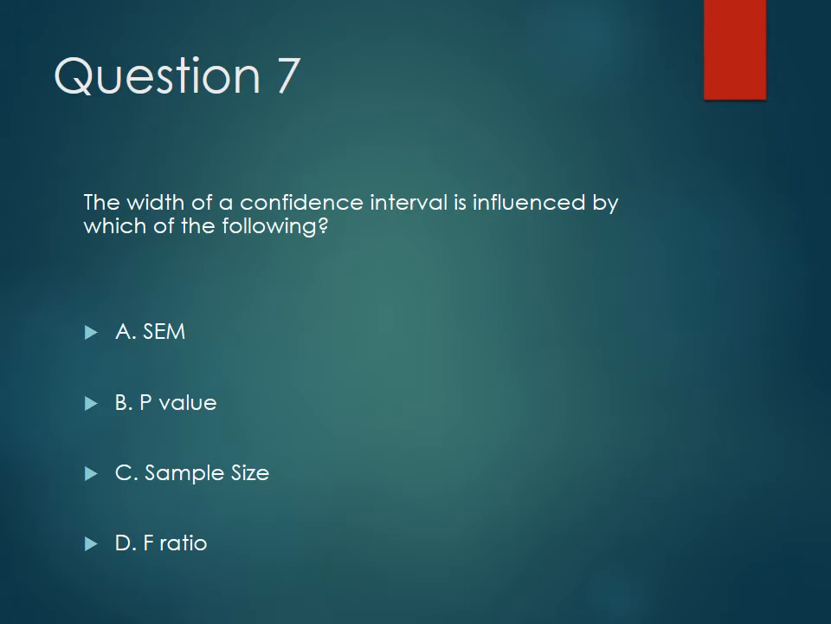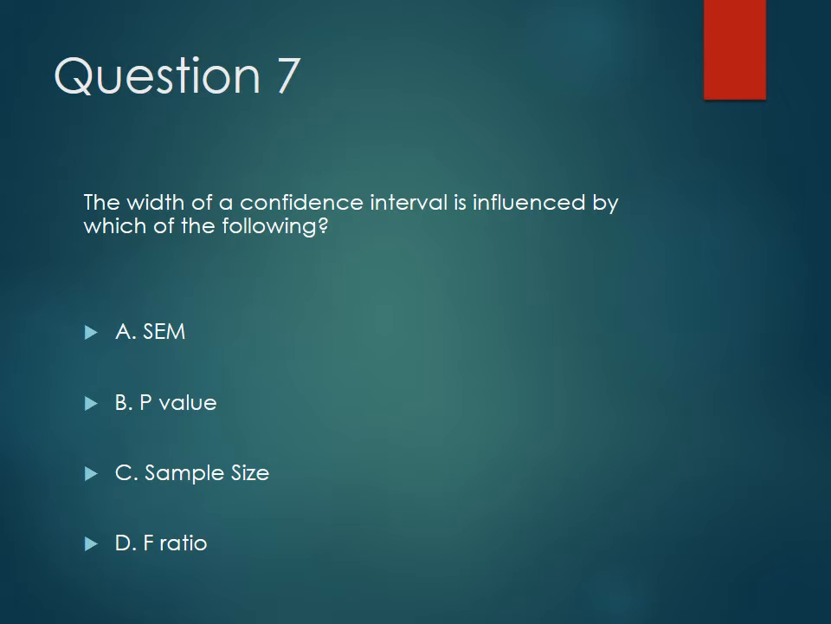Okay. The width of a confidence interval is influenced by which of the following? The standard error of the mean. No, right? Because that's really just talking about how close our mean is to the population mean, so that's not going to affect it. The p-value. Think so? Not anymore. No, so not necessarily. Typically, you're not going to see the p-value really affect the size of the confidence interval, right? So you're not going to see any association there.